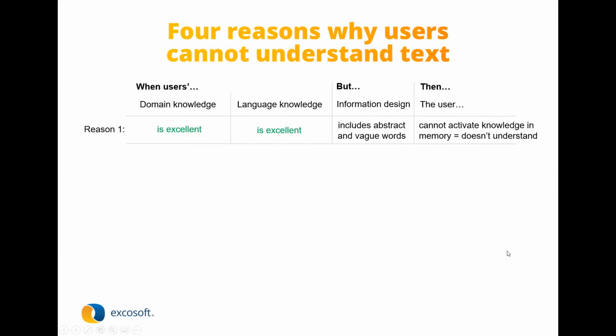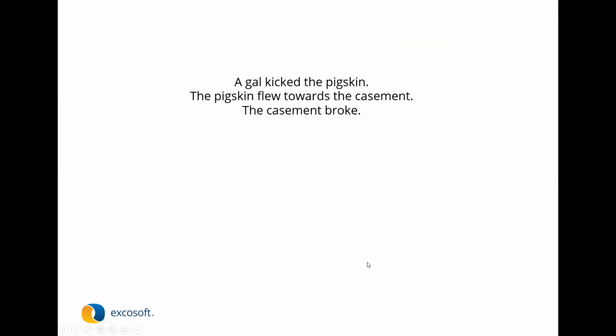So, of course, these are things we know as technical communicators. We should avoid using abstract and vague words. At least give users a clue of what kind of domain knowledge to relate to, connect to, or activate. Okay, let's look at reason number 2. So again, from reading this text, any clues what this could be about?